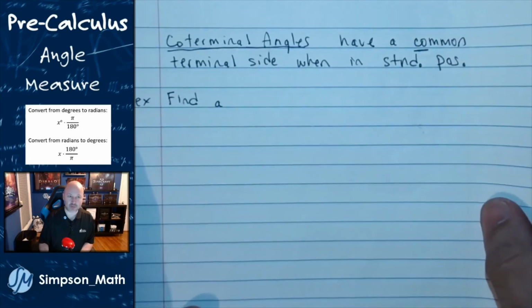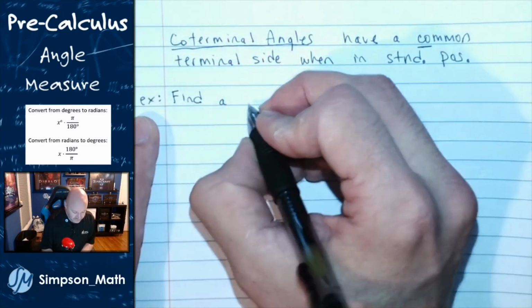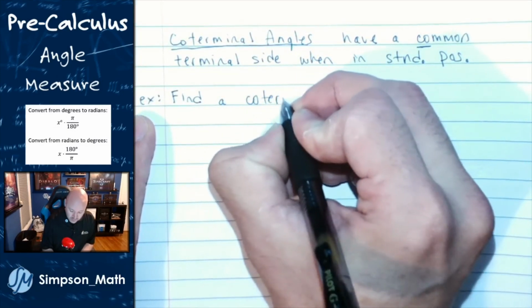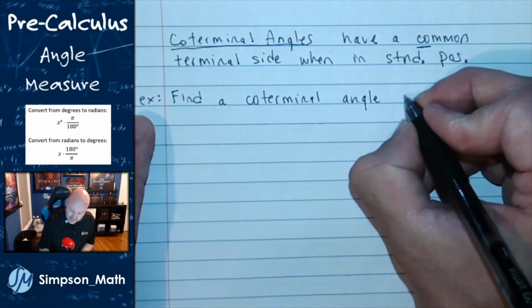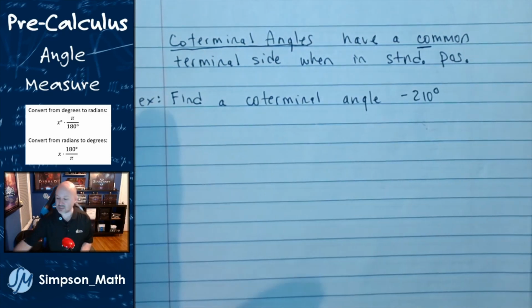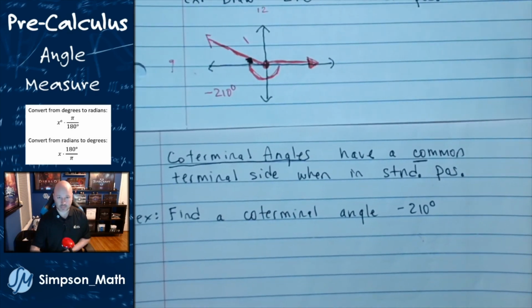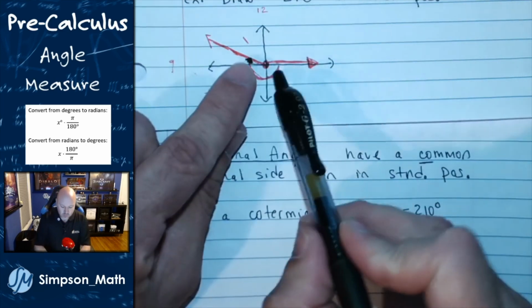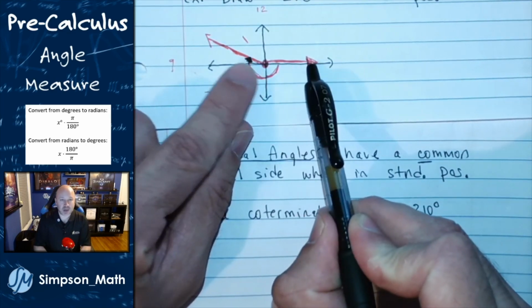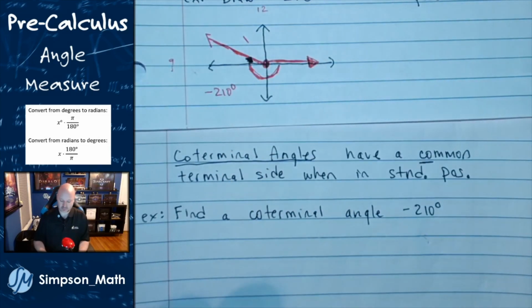Let's see a little example here. Example, maybe I'll ask you this on your homework or something. Find a coterminal angle to that negative 210 degrees that we just talked about. So we know what that looks like. I want to find an angle that in standard position will have an initial side and a terminal side. And that terminal side happens to be the same spot.